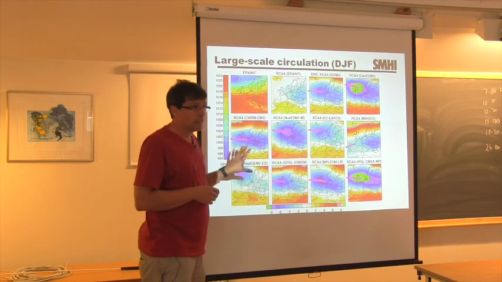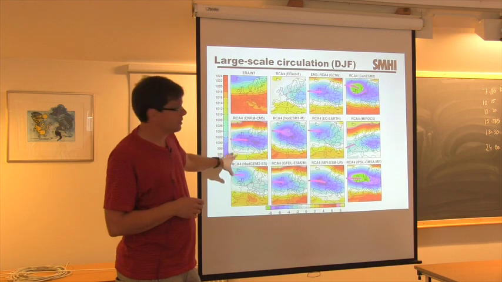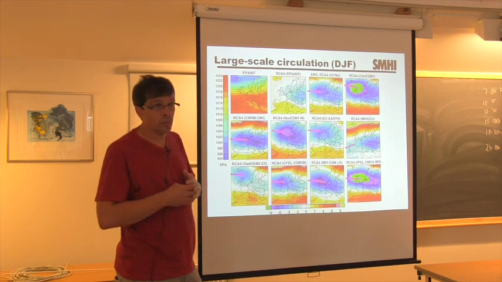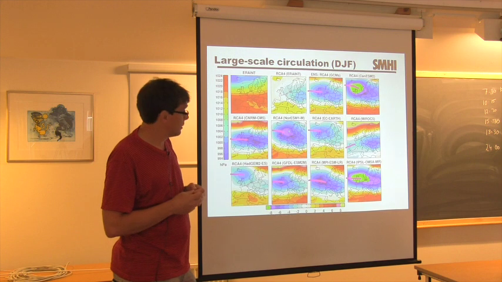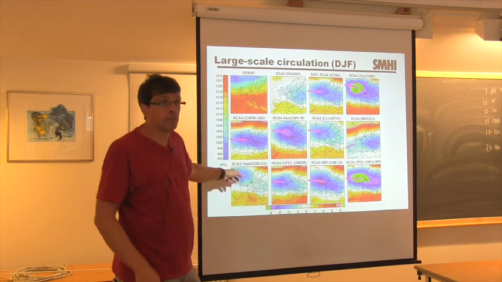So we see there is a clear bias pattern associated with all of these 9 different GCMs, and it's quite similar also in others that we have not yet downscaled. So what's now the implication for this?